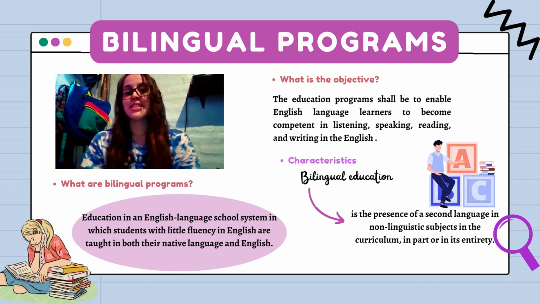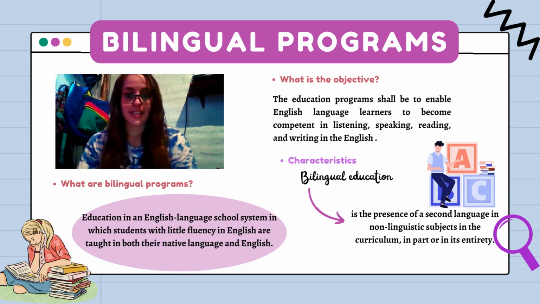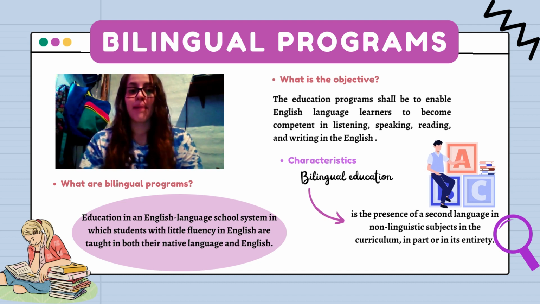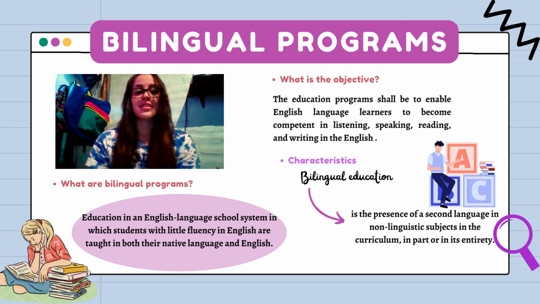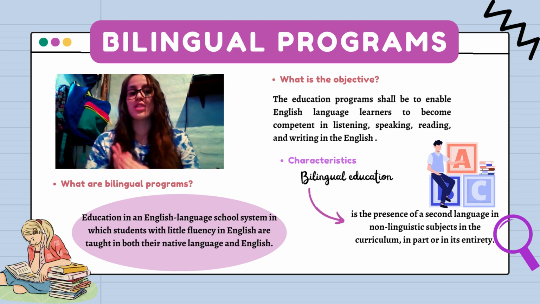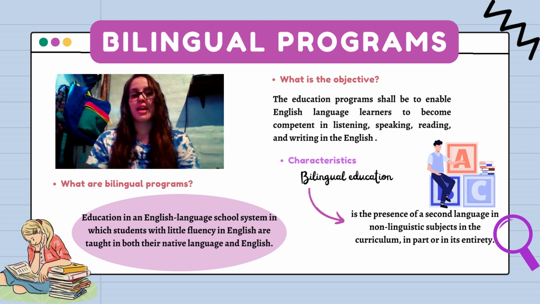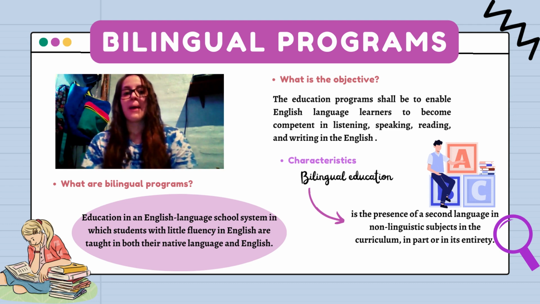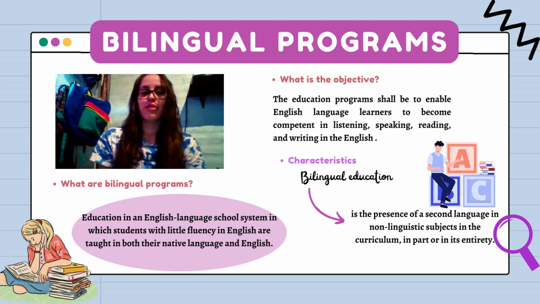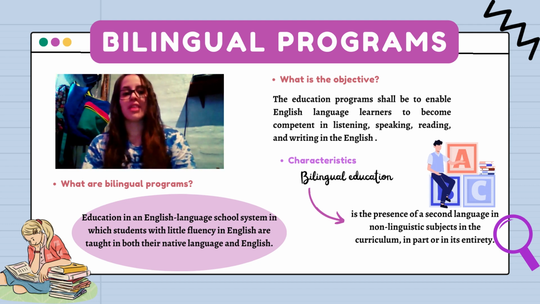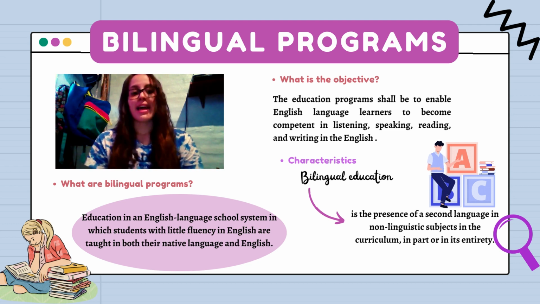Finally, the main characteristic of bilingual education is that students are taught in two or more languages, distinct from learning a second language as a subject, because both languages are used for instruction in different content areas like math, science, history, and others.